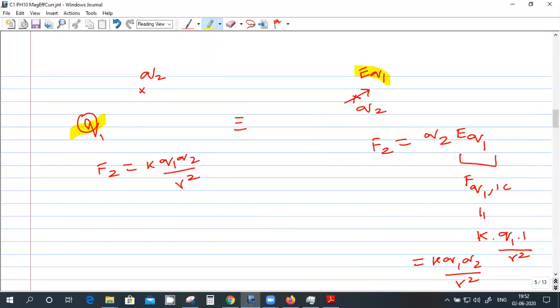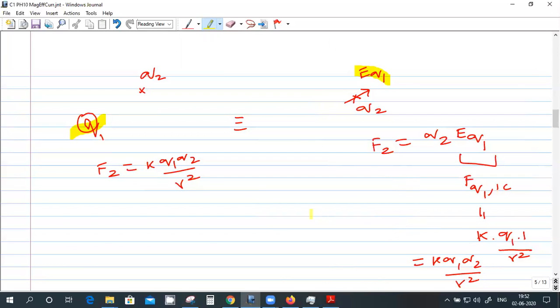Once you do that, you remove that Q1, because the effect of Q1 is being included in the electric field. Or you don't consider electric field, just apply Coulomb's law between 2 point charges. So this is the advantage of using fields. The effect of charge is being captured in the field.